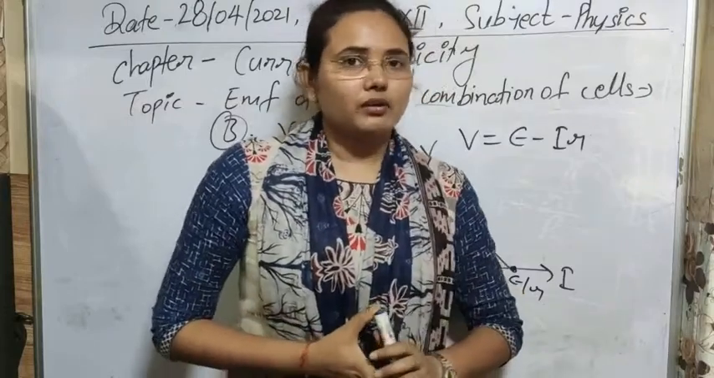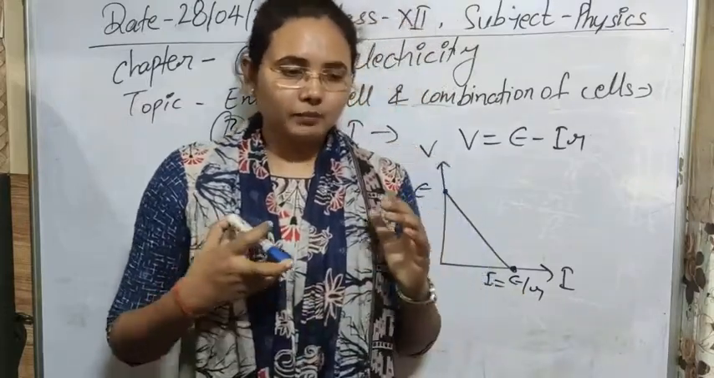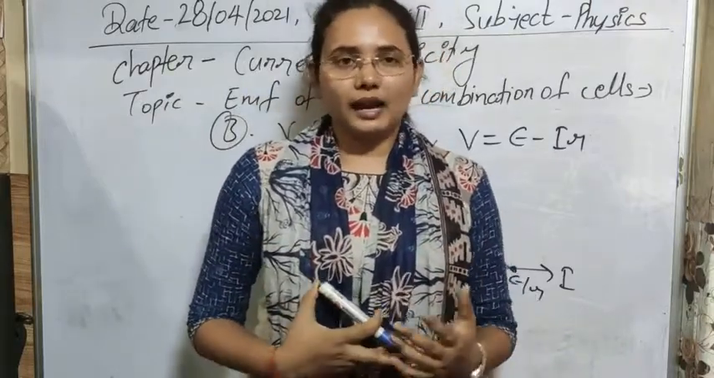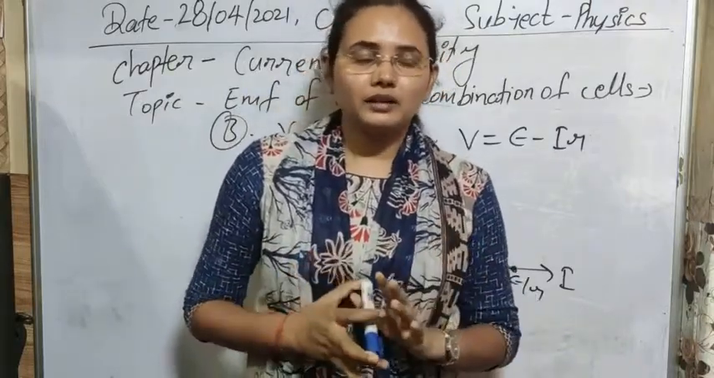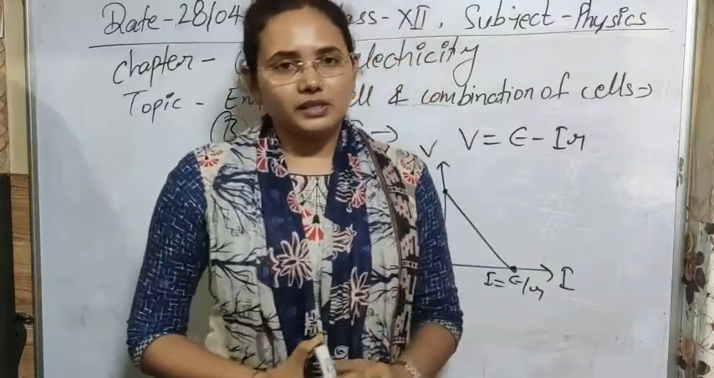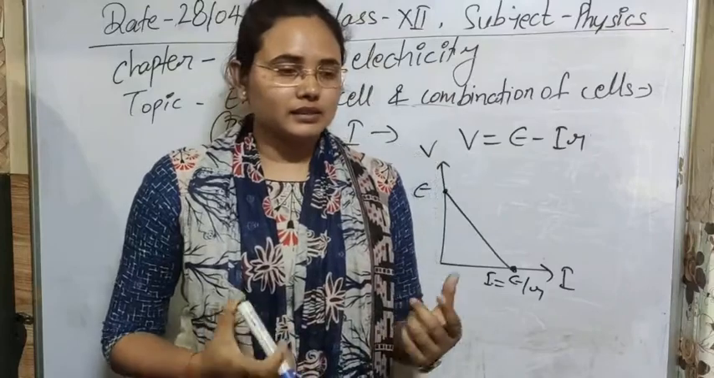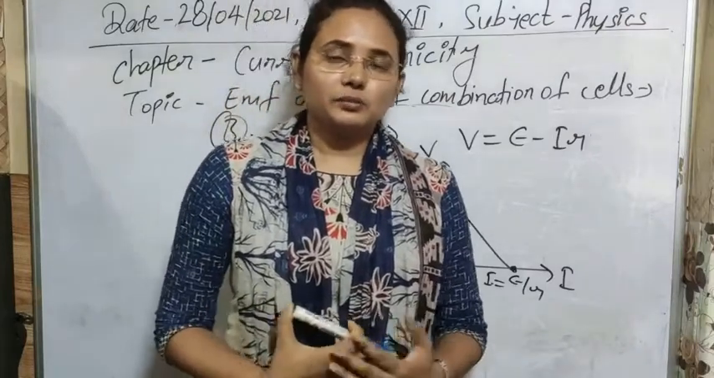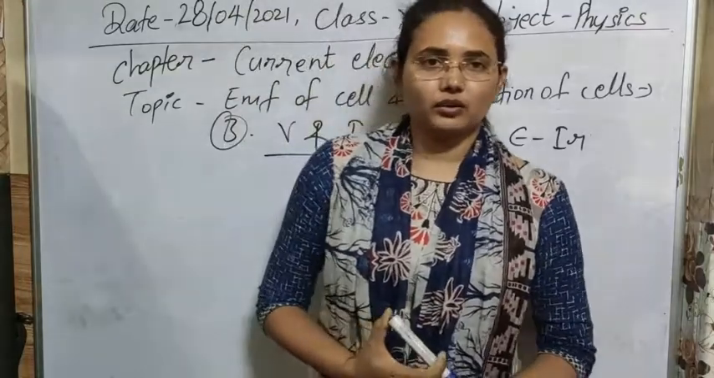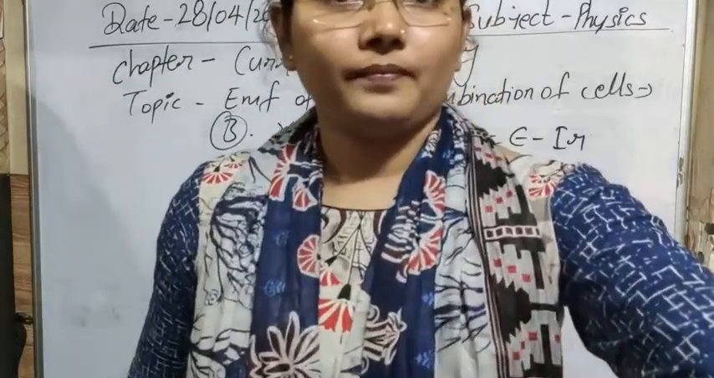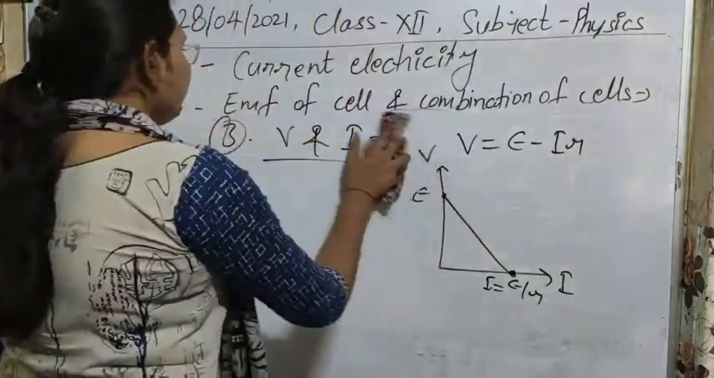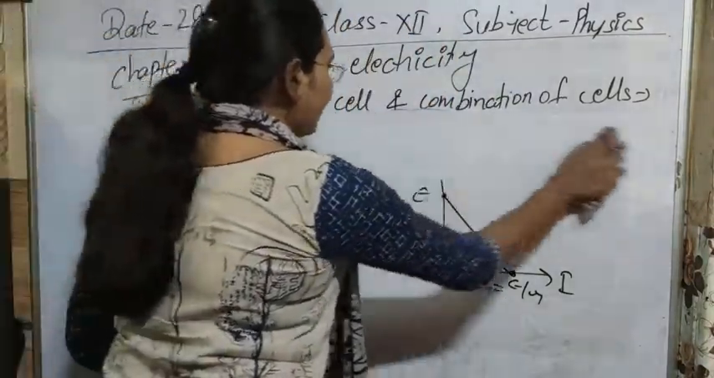So this is the basic graph between the factors that we have just studied. Up to now I think you students are clear about the EMF, terminal potential and internal resistance. So let's now discuss the combination of cells, how we can combine the cells that we have, suppose a number of cells, and why we are using it. I will tell you that also. So in the case of combination, how can we combine the number of cells that we have?